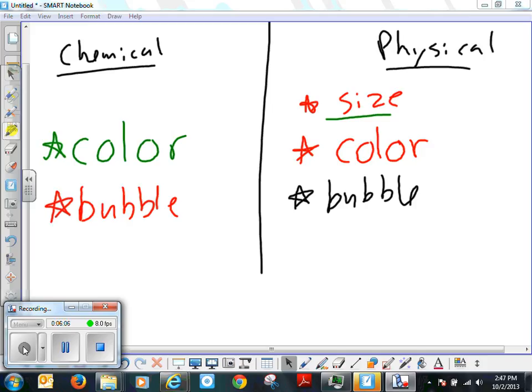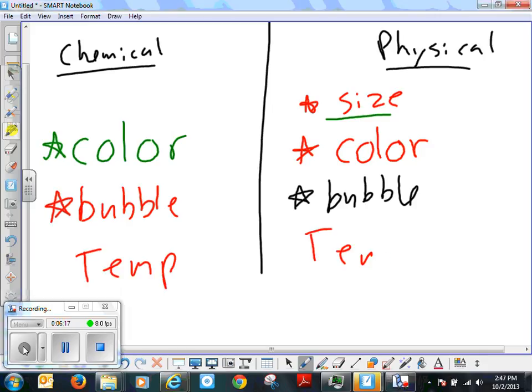Okay, one more change. How about temperature? What would you say, chemical or physical? Okay, both. You're getting pretty good at this. So temperature could be both. Now, if you shine the sun onto something, does it change temperature? Yeah, that's a physical change, right? So that's how it could be physical.